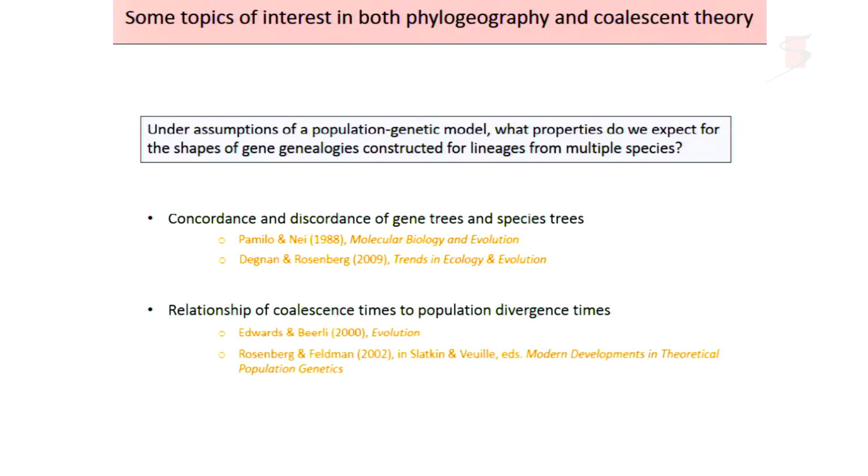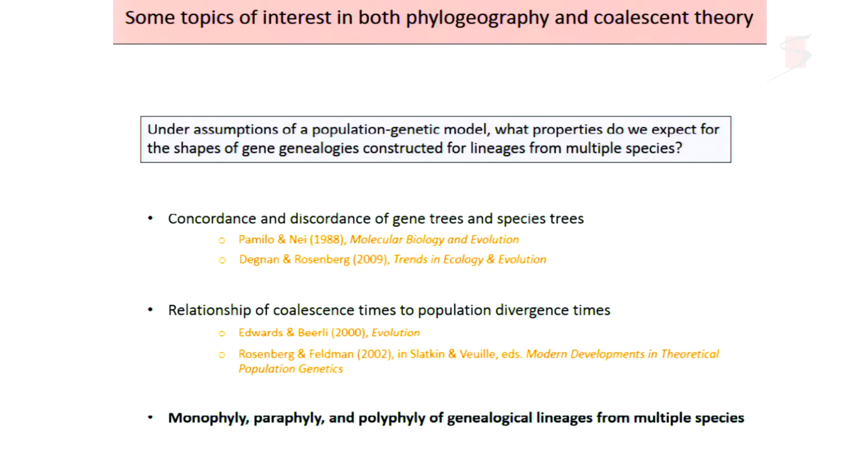the relationship of coalescence times to divergence times of populations with or without migration, and Scott had a nice paper with Peter Beerli on this topic. And then the topic that I'm going to spend this talk on: monophyly, paraphyly, and polyphyly of genealogical lineages sampled from multiple species.